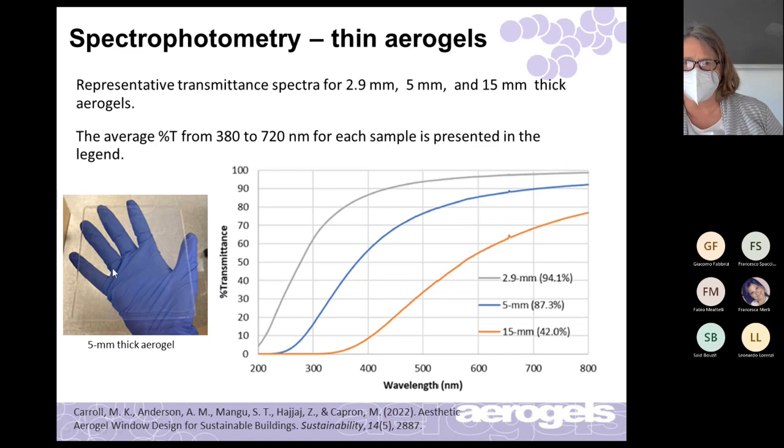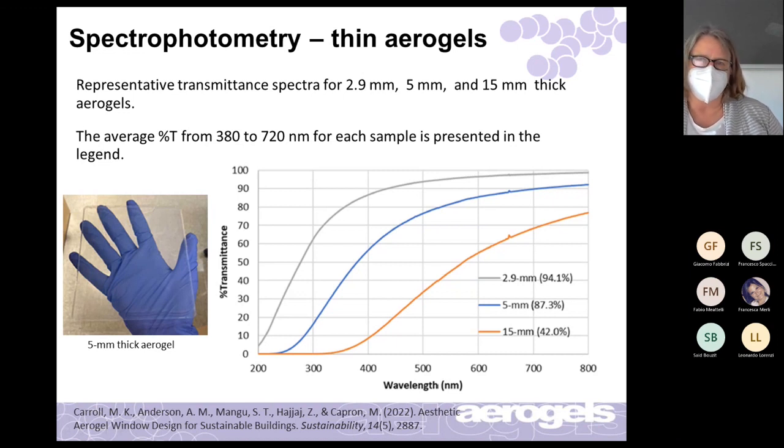If you calculate the average transmission from 380 to 720 nanometers, which is your visible range, we go from 42 to 94% on these. So these are really quite nice. We use spectrophotometry in the visible range, but you can also use it in the infrared. It doesn't pass anything in UV, but in the infrared you can determine information about the bonds and what's happening in there. But that is all I have today. I think I'll stop here.